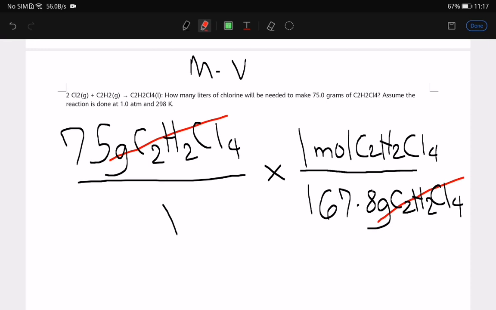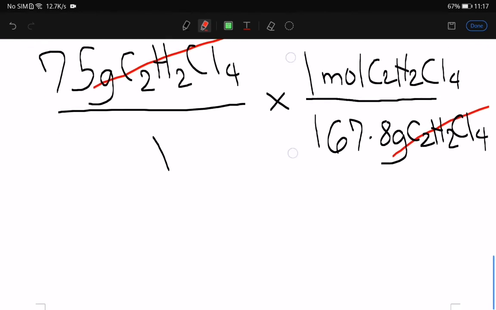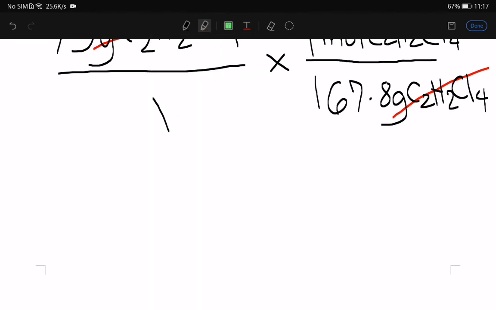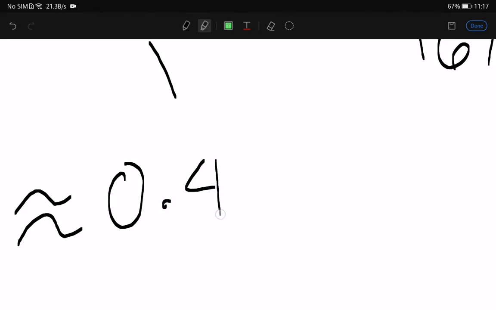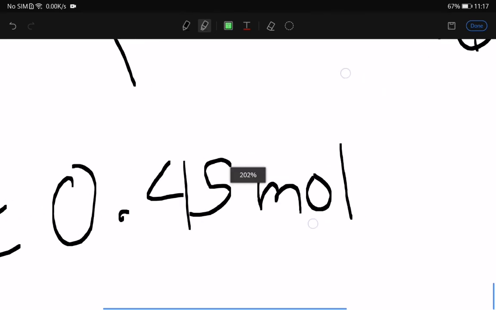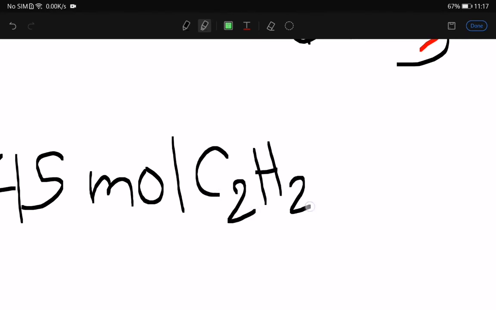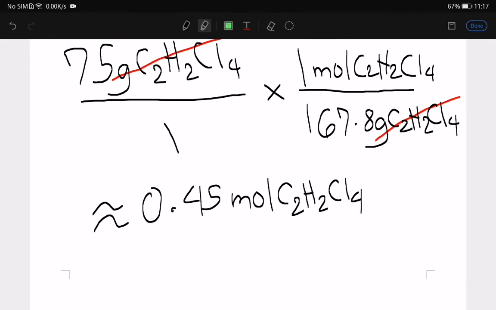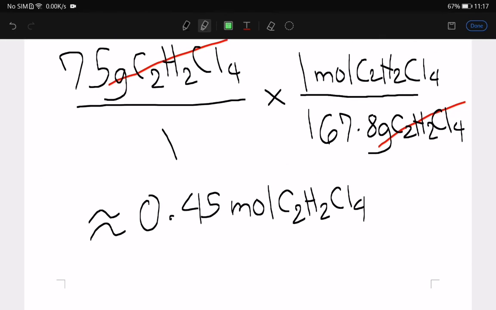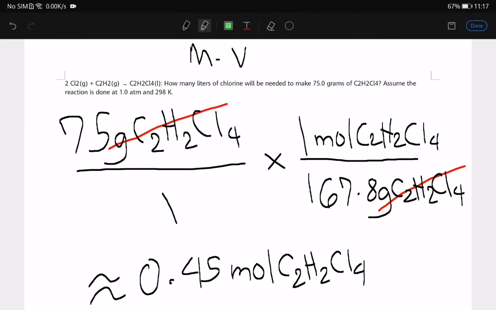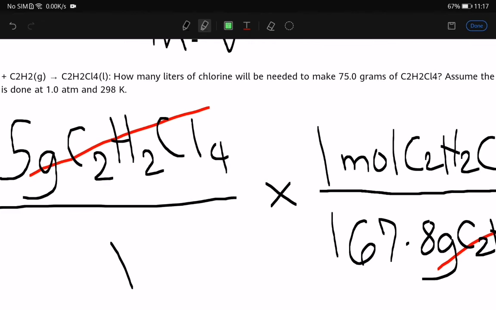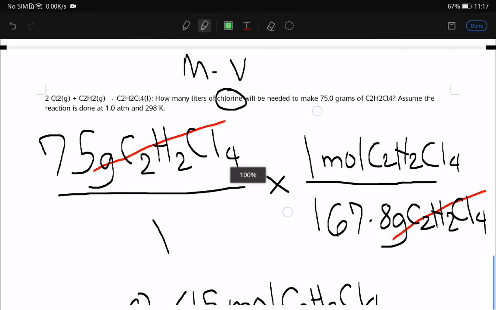So 75 divided by 167.8 gives the answer 0.446960667, but let's approximate it to 0.45 moles of tetrachloroethane. Now we convert this to moles of chlorine, which is what we're looking for.